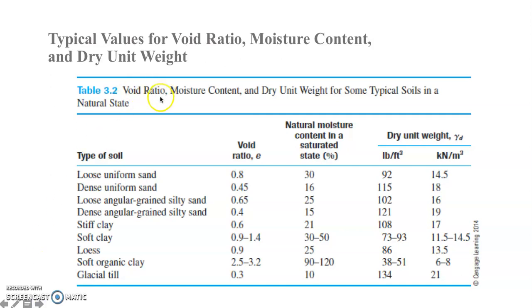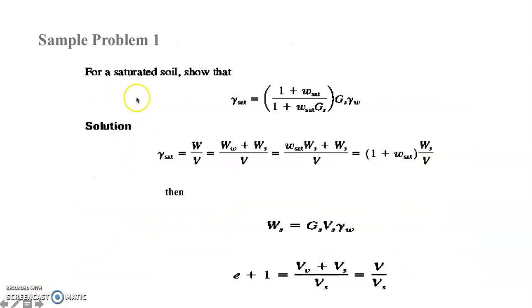So typical values for void ratio, moisture content, and dry unit weight are dependent on the type of soil. So we have here a certain problem. You're given a saturated soil. This is a derivation. You are going to show that the saturated unit weight is equal to this expression. So you're going to derive. Make use of the formulas that were stated a while ago, then try to manipulate them so that you can come up with it.